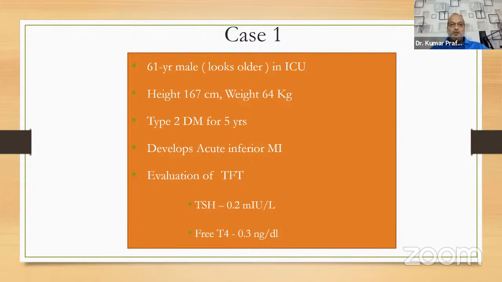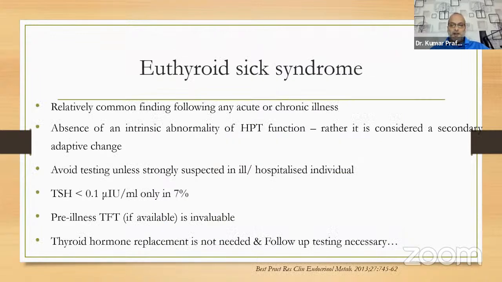So this is a 61-year-old gentleman in ICU, weight 64 kg, height 167 centimeter. He has type 2 diabetes. He was admitted in ICU with acute inferior MI, and thyroid function test evaluation was done. TSH was low and free T3 was also low. With low TSH, it looks like hyperthyroidism, subclinical hyperthyroidism.